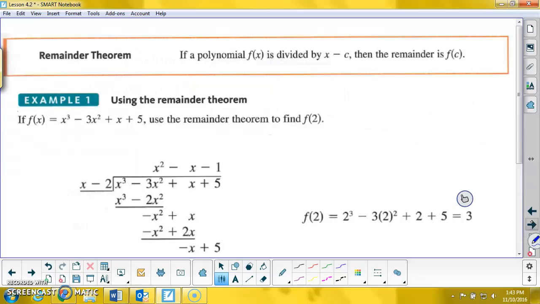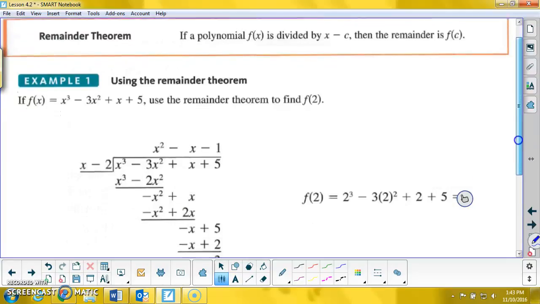The next thing to talk about is the remainder theorem. The remainder theorem says if a polynomial f of x is divided by x minus c, then the remainder is f of c. So here's how we explain that. Here's a 3rd degree polynomial. If you were to take it and divide it by x minus 2, you can see that work is done right down here.